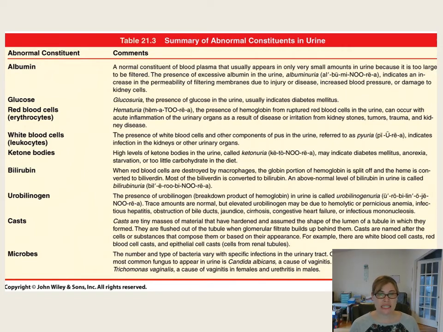Casts are little teeny tiny hardened structures, and you can see those microscopically. And then microbes, again, could be bacteria, could be yeast, sometimes protozoa, which are little animal-like organisms. We can also see those, and we can also do a urine culture where we would see if we can grow things out on a petri dish.